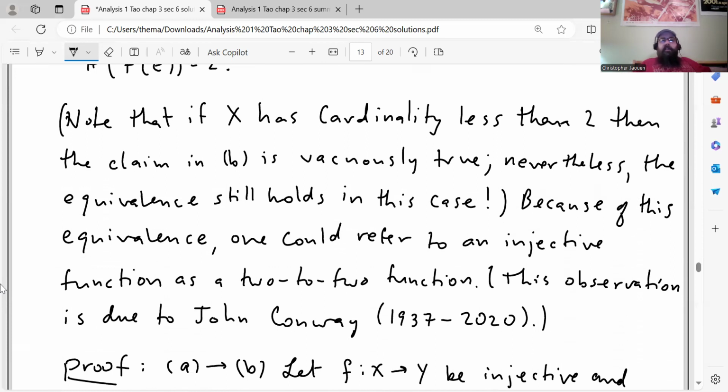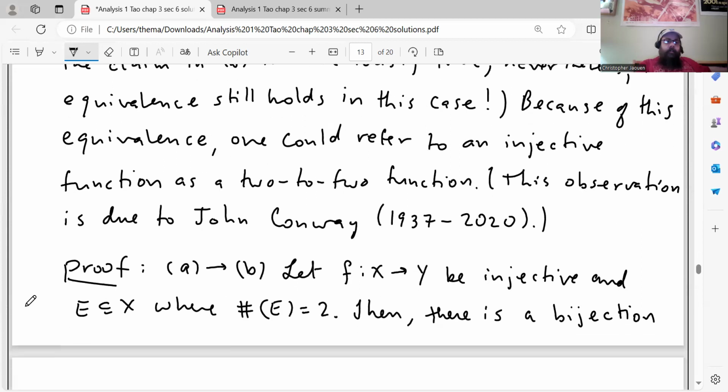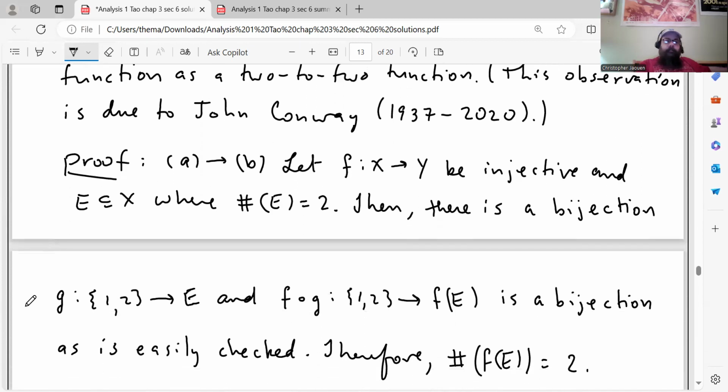Because of this equivalence, one could refer to an injective function as a 2-to-2 function, and he says this observation is due to John Conway. I didn't know this until I read this problem, but apparently John Conway passed away in 2020, which is sad. I wasn't aware of that, but this result, he says, is due to John Conway. All right, here's my proof.